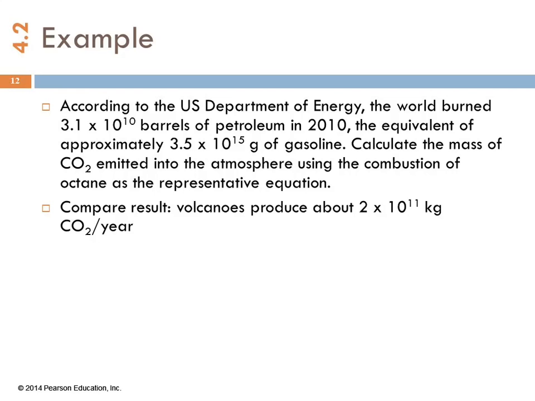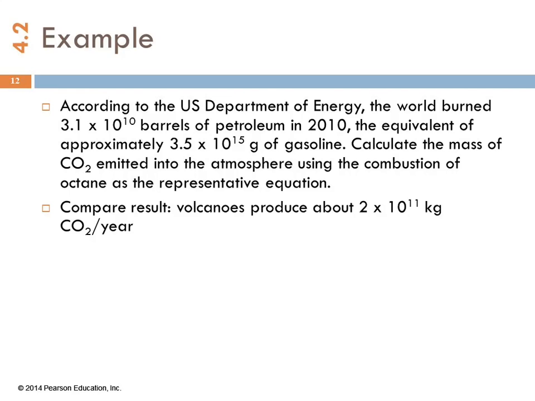Lots of words in this problem. According to the U.S. Department of Energy, the world burned 3.1 times 10 to the 10th barrels of petroleum in 2010, the equivalent of approximately 3.5 times 10 to the 15th grams of gasoline. Calculate the mass of carbon dioxide emitted into the atmosphere using the combustion of octane as the representative equation. These things are going to be approximate, aren't they? Because nobody went around and measured exactly how much petroleum was converted into gasoline and burned. So these are all estimations.